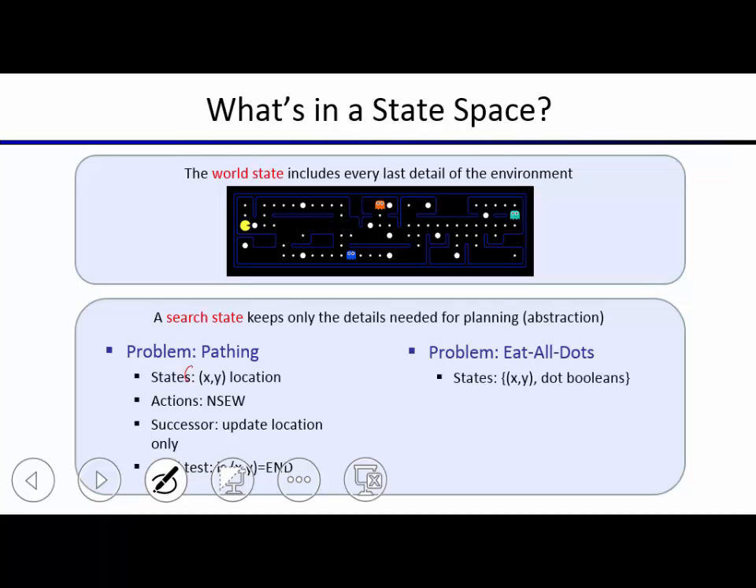All right, so here we'll go with the x, y coordinate for Pac-Man, and then booleans for each location, whether there's a dot there still or not. Actions remain north, east, south, west. The successor function does the right update, and the goal test is whether the Boolean values are false for all dots.